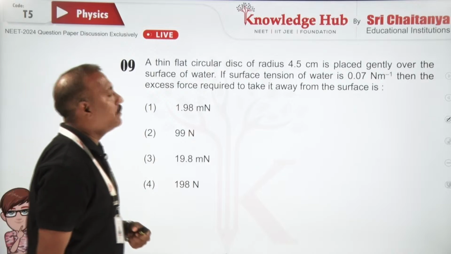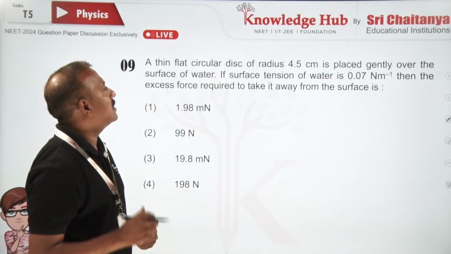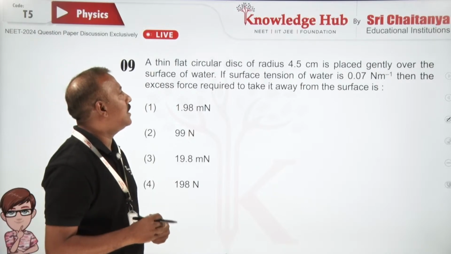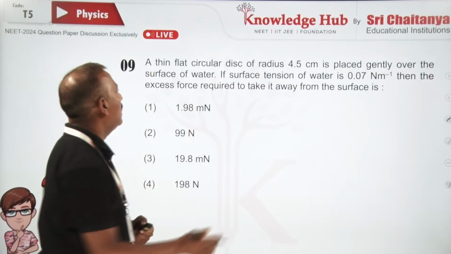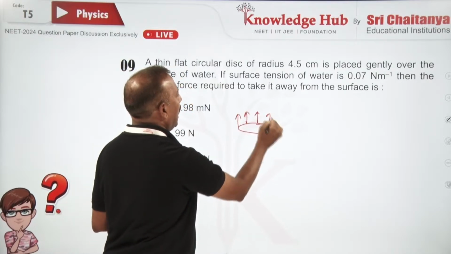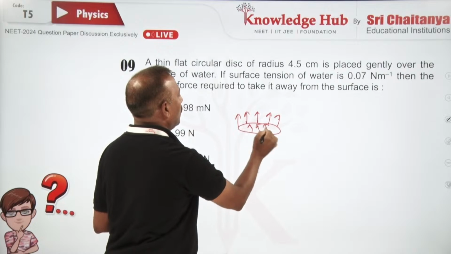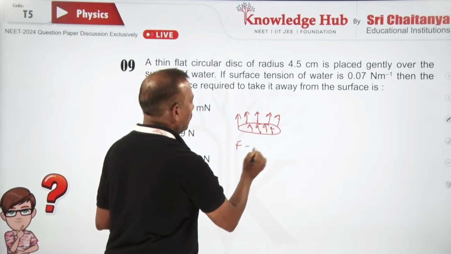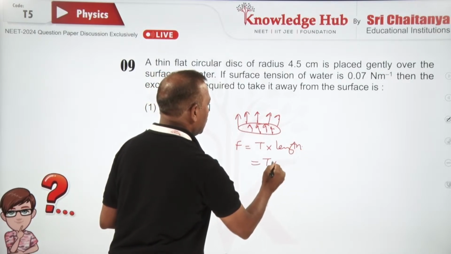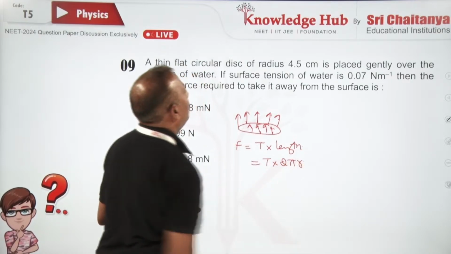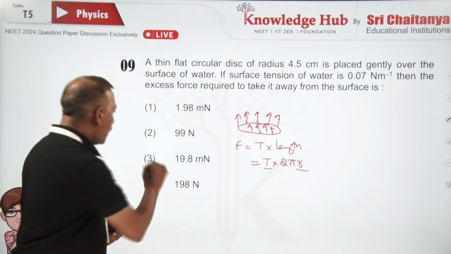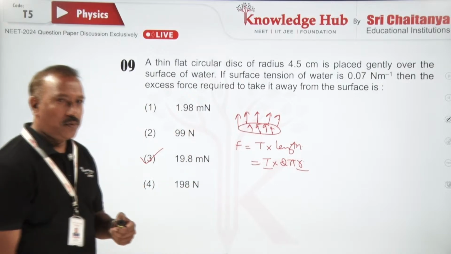Moving on to the 9th one. A thin, flat circular disc of radius 4.5 centimeters is placed gently over the surface of water. If the surface tension of water is given, then excess force is required. The surface tension force acts along the edge of the circular disc. Therefore, surface tension force is given by surface tension multiplied by the length along which it acts. Therefore, it is T into 2 pi r. By substituting the value of surface tension and radius, you will get 19.8 millinewtons.